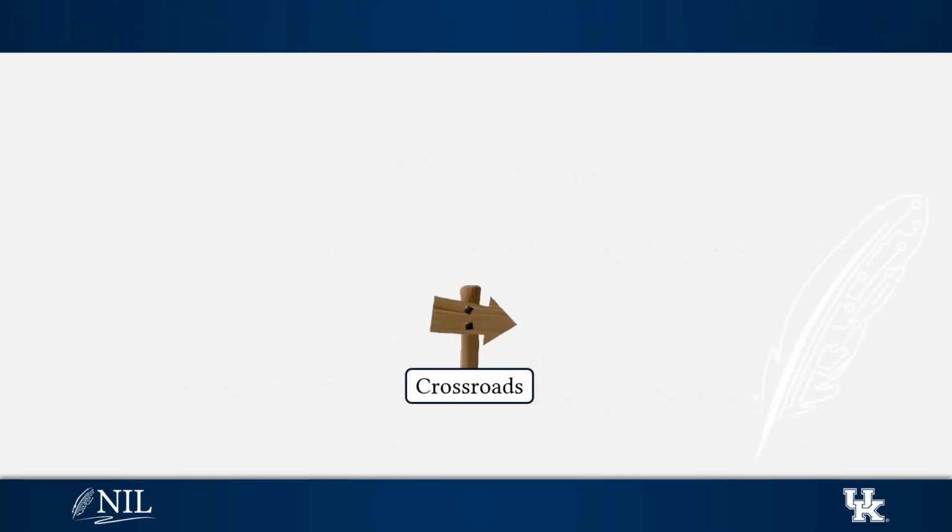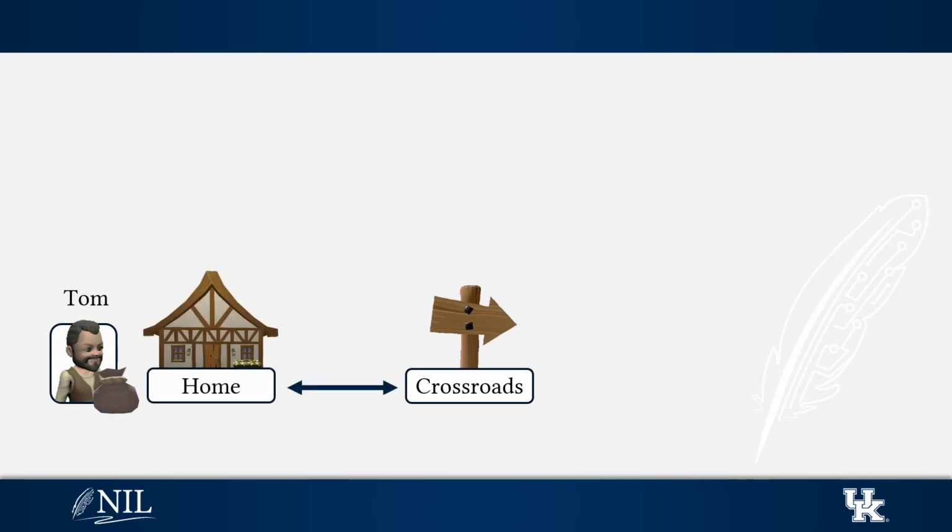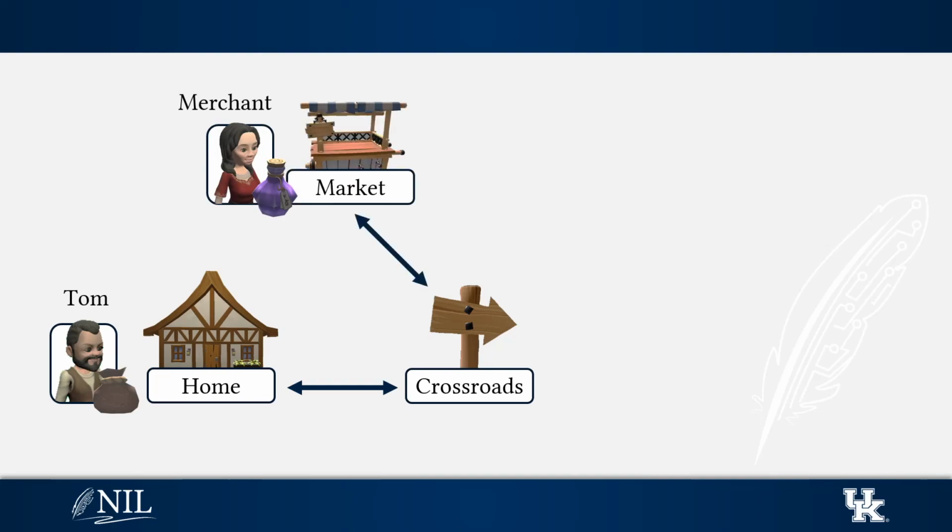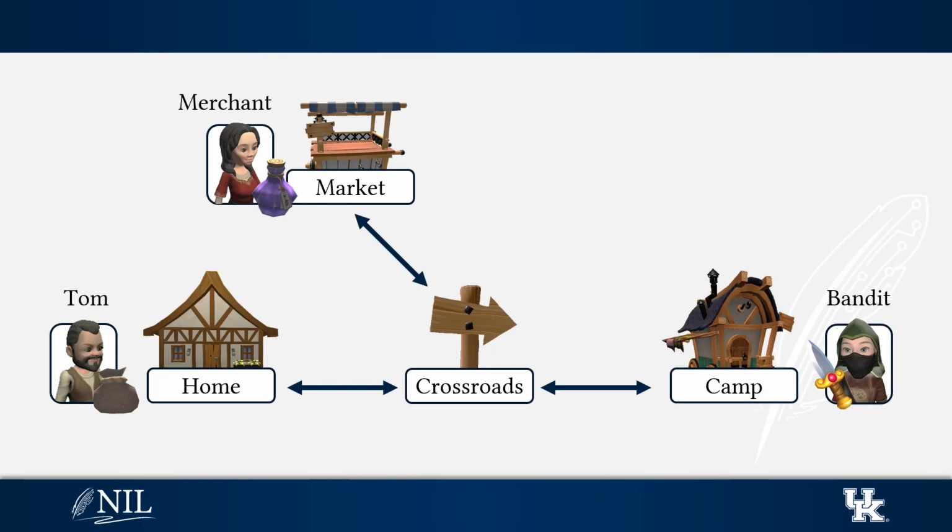This is an example domain with 5 locations. One is a central crossroads that connects the other 4, and characters can only walk along those paths. The main character is Tom, who is trying to get a special potion and bring it back home. Other characters include a merchant who sells that special potion at the market during the day for 1 coin, and an armed bandit who lives at a nearby camp and wants to steal valuable things. Tom begins at home with 1 coin, and the story ends when he either succeeds in bringing home the potion or is killed by another character.